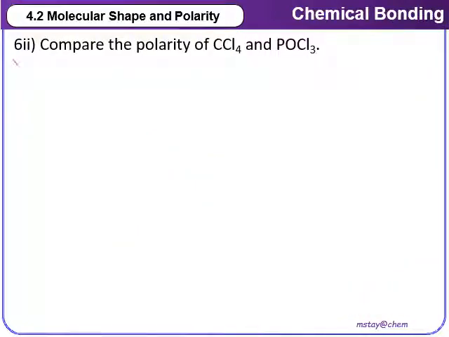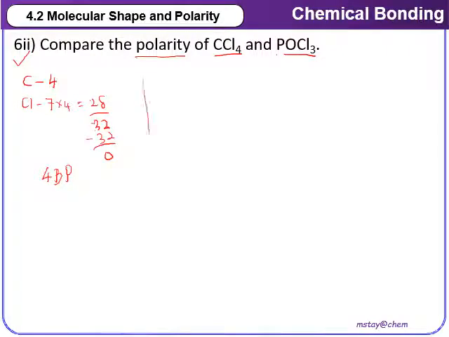Tutorial question number 6. Compare the polarity for CCl4 and also POCl3. Again, start with the Lewis structure. Carbon has 4 valence electrons, chlorine has 7 each, so the total is 32 valence electrons. There are 4 terminal atoms, so after subtracting, there is no lone pair electron. So basically, CCl4 consists of 4 bonding pairs, and the structure will be in the form of tetrahedral.